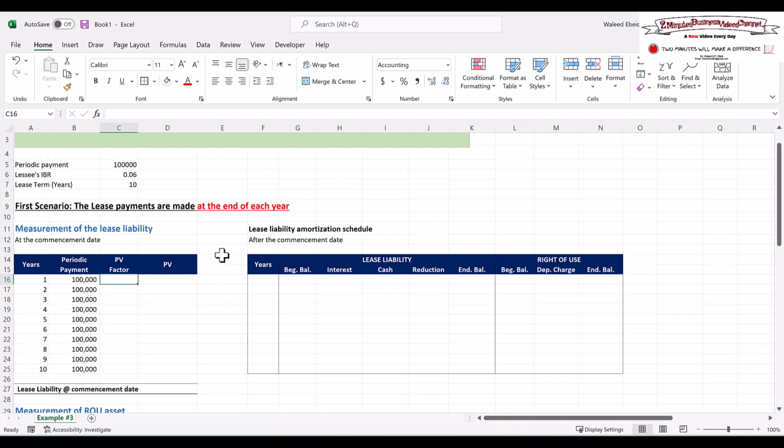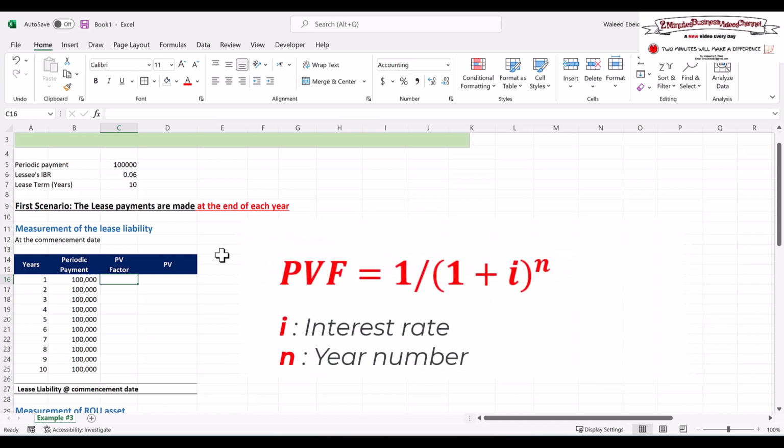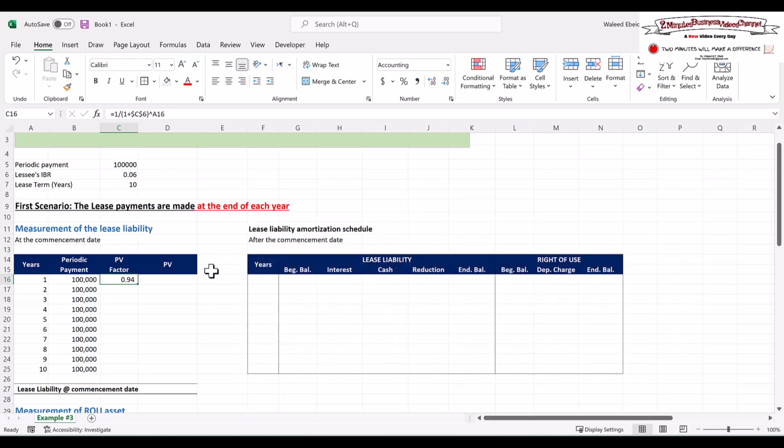Calculate the present value for each lease payment. Use this formula to calculate the present value factors. Insert the formula here for the first payment. The rate is 6%, which is the lessee's incremental borrowing rate. The number of periods is 1 for the first year because the first payment will be discounted 1 full year, remember that it is paid at year end. By substituting in the formula, we get the present value factor for the first lease payment. Multiply the lease payment by the present value factor to get the present value for the first lease payment on the commencement date.